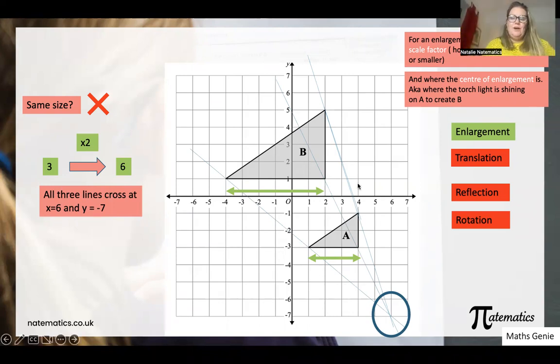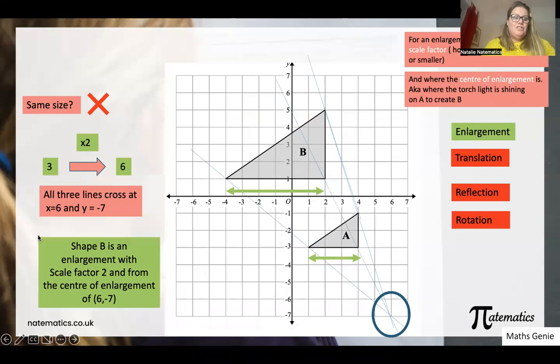So therefore, again, we go X first, so X 6, and Y is -7. And so we show that as written there. So shape B is an enlargement with scale factor 2, and from the centre of enlargement of (6, -7). That's what you need to give. So that's where your marks go.